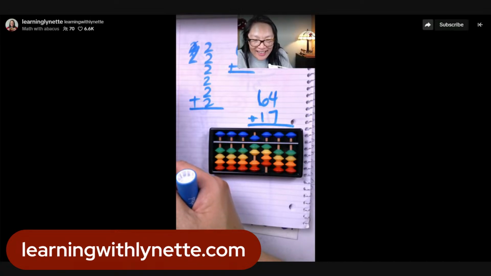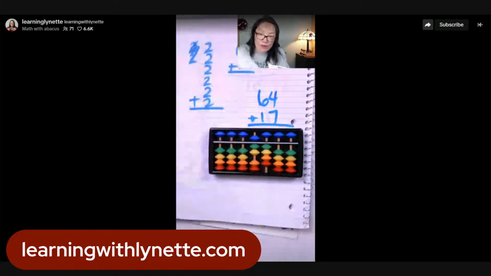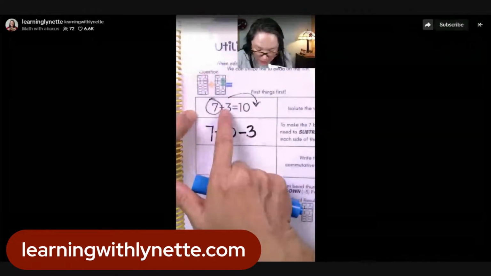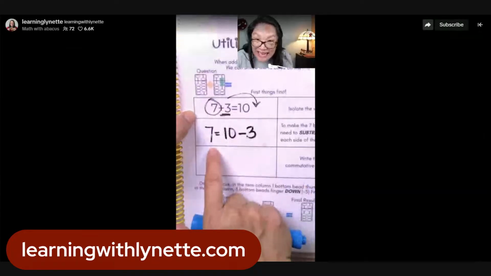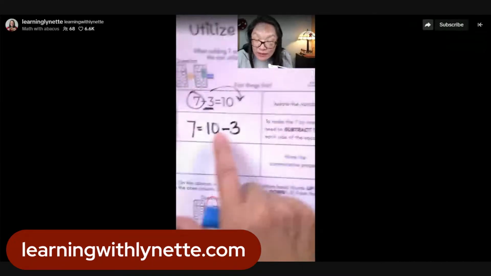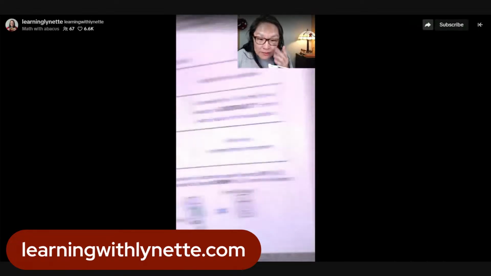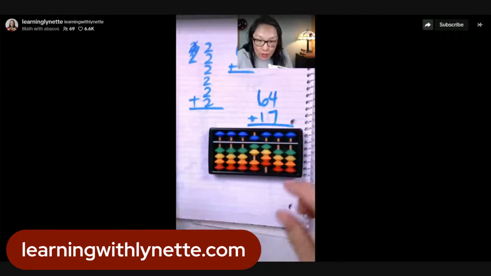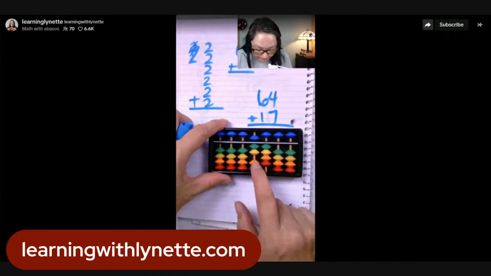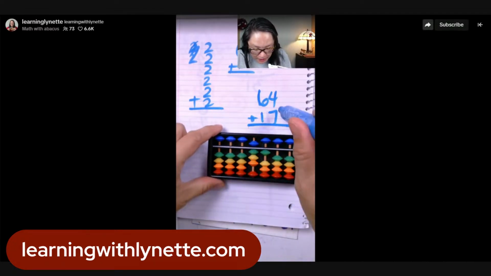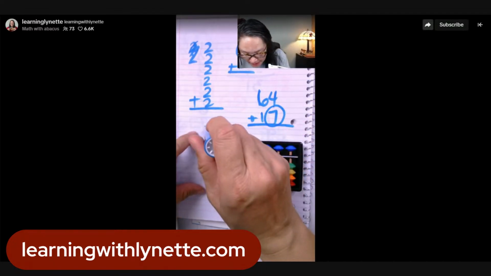Add the 7. When we add the 7, we know that plus 7 and 3 is equal to 10. We're going to isolate the variable. When we isolate the variable, we know we're going to plus the 10 minus the 3. When we plus the 10 minus the 3, what did we just do? So the 7 is equal to plus the 10 minus 3.